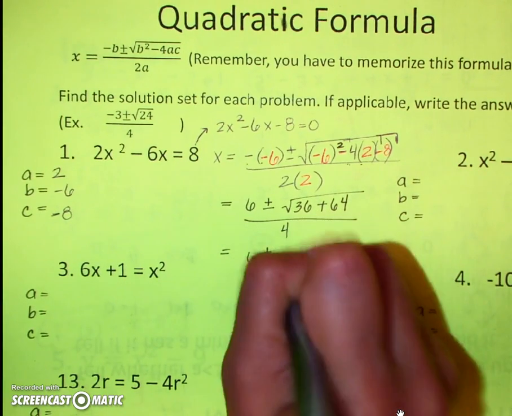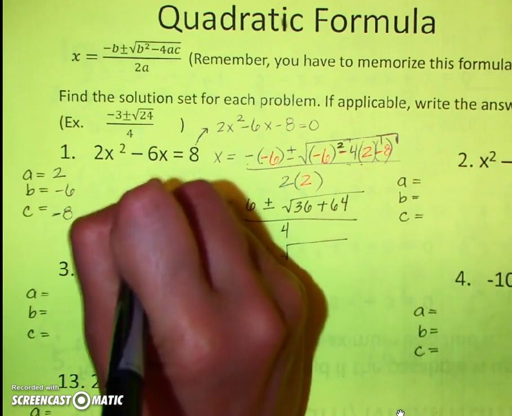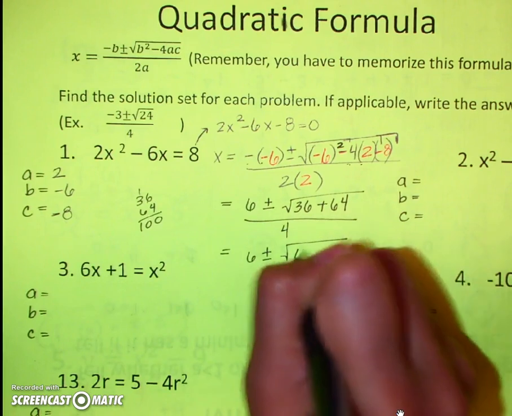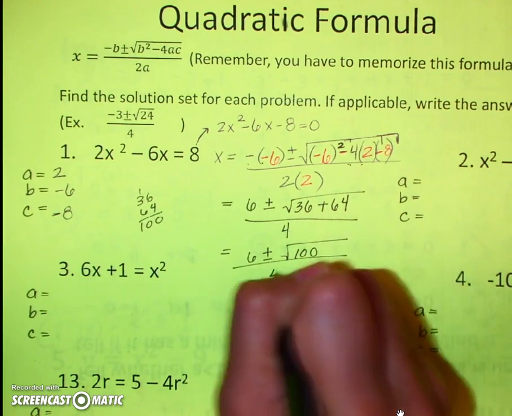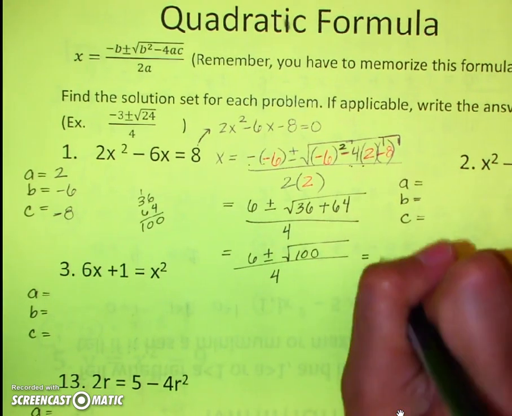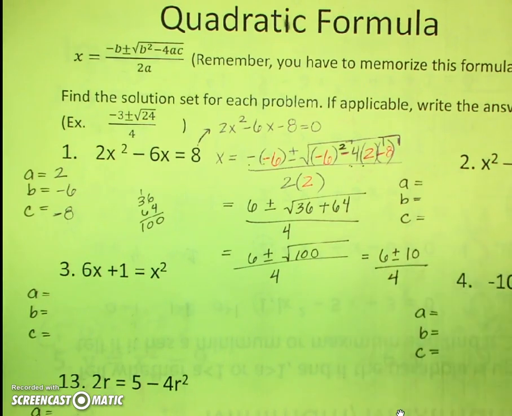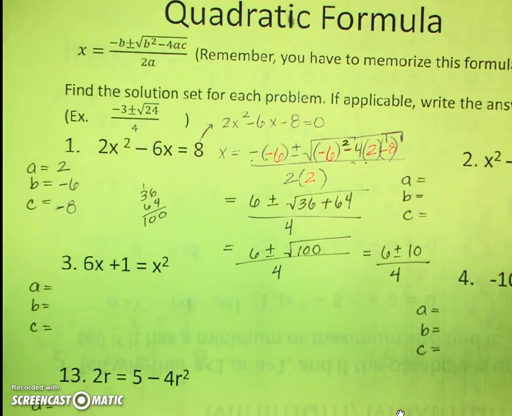6 plus or minus the square root of, and then what is 36 plus 64? Well, that is equal to 100. We know what the square root of 100 is. The square root of 100 is 10. So our final answer is 6 plus or minus 10, all over 4.